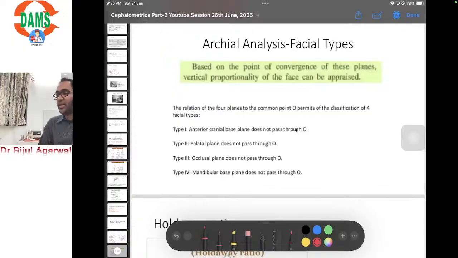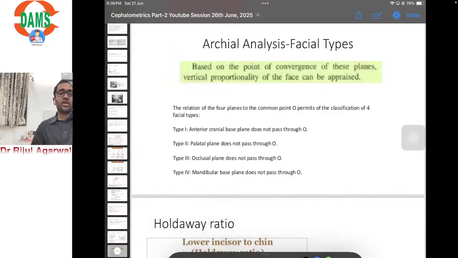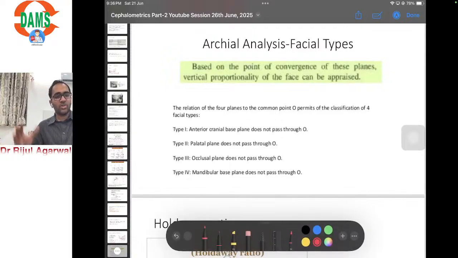So when this is not possible, the ideal scenario is not present in every individual, or can I say any individual. So type 1 is when the anterior cranial face does not pass through O, type 2 when the palatal plane does not pass through O, type 3 when the occlusal plane does not pass through O, and type 4 is when the mandibular plane does not pass through. So this much only is required at this level. There are a number of things in this analysis, but at this level you need to know the 4 planes, the location of point O, and what are the 4 types.